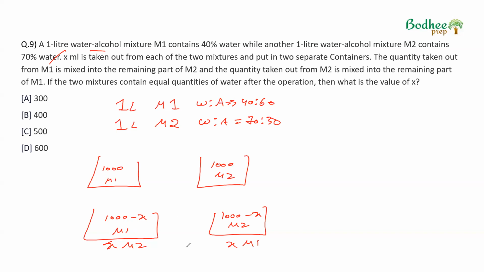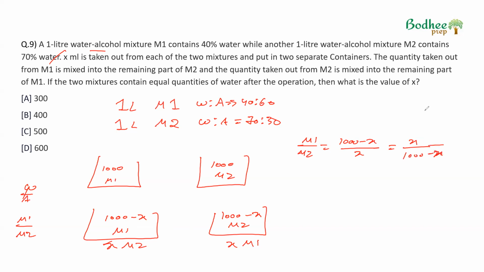Now, if the amount of water is the same in both of them, we can say that water upon alcohol will be the same in both of them, which also means that the ratio of M1 and M2 in each of the solutions should be the same. If M1 and M2 are mixed in the same proportion, then the concentration of both the liquids becomes the same, because of which water and alcohol will also become the same, since the volume is the same. In the first one, we have M1 upon M2 ratio as 1000 minus X upon X. In the second one, M1 is X, whereas M2 is 1000 minus X.